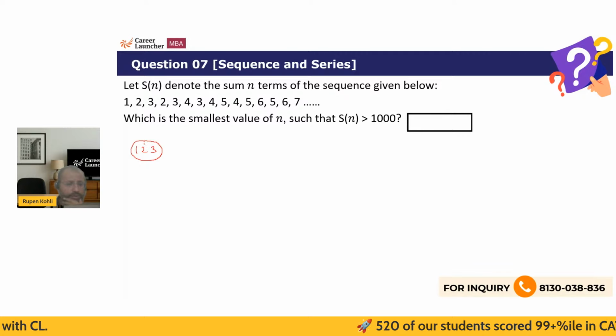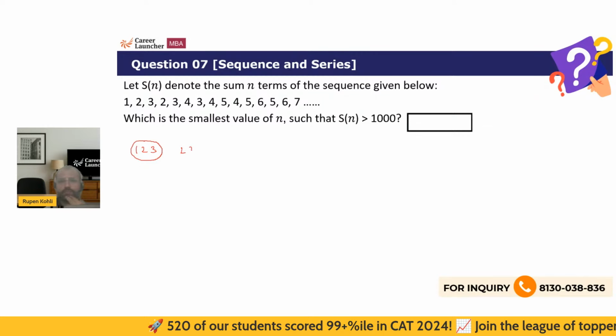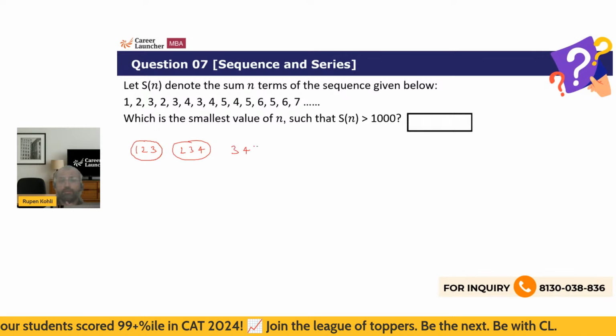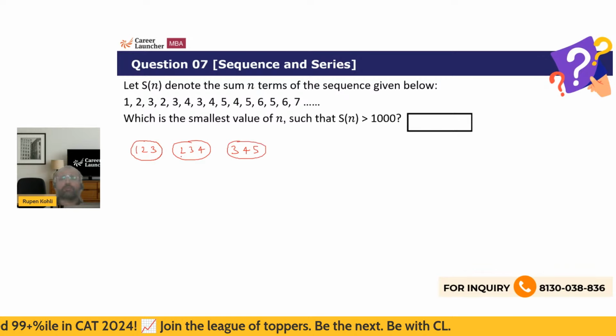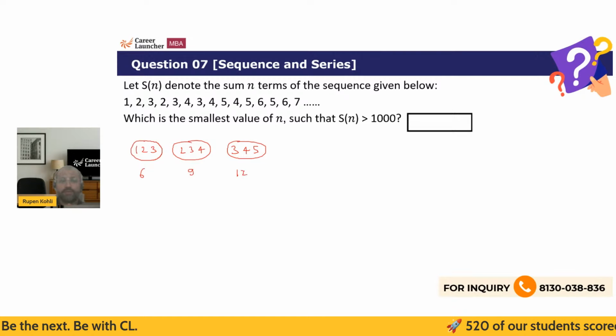I don't know how you got that. Let's see. 1, 2, 3. 2, 3, 4. 3, 4, 5. Dot, dot, dot. What is 1 plus 2 plus 3? It's 6. What is 2 plus 3 plus 4? It is 9. What is 3 plus 4 plus 5? It will be 12. And then it will be 15. And then it will be 18 and so on.